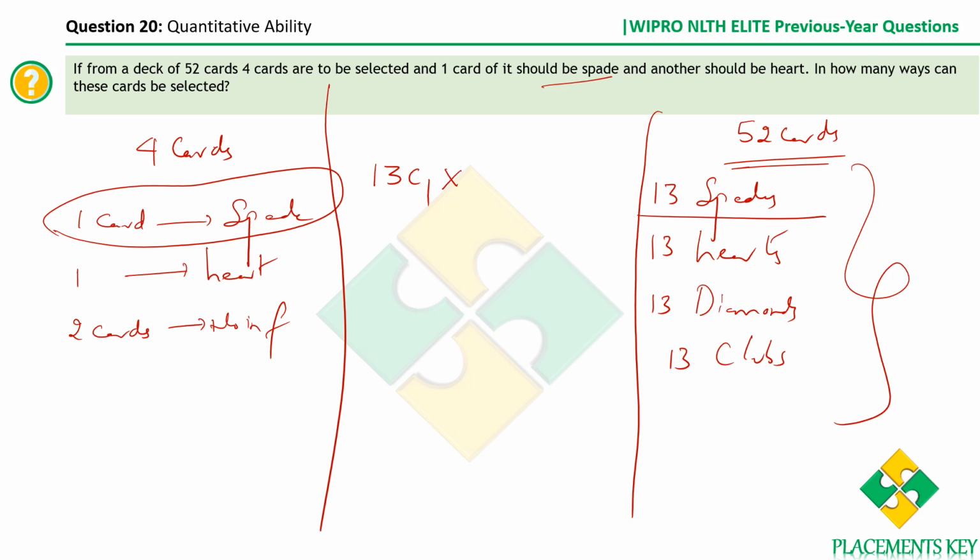And another should be heart. Therefore, how many hearts are there? There are 13 hearts in all. He should pick one heart. Therefore, that heart can be chosen in 13 C1 ways. Out of 13, he has to pick one.